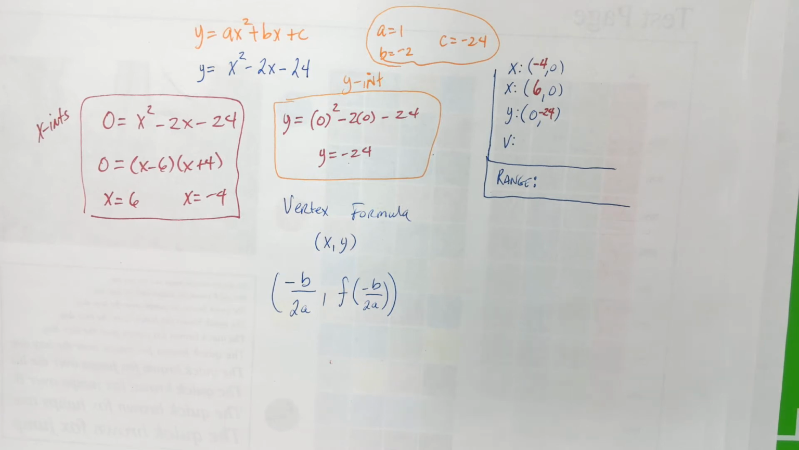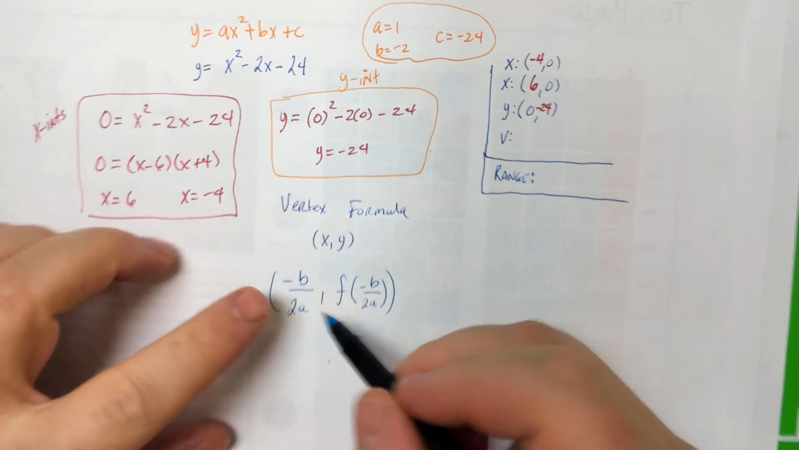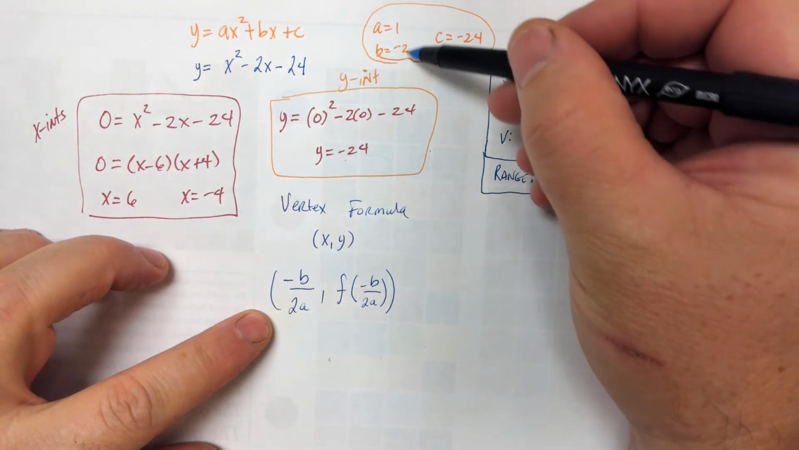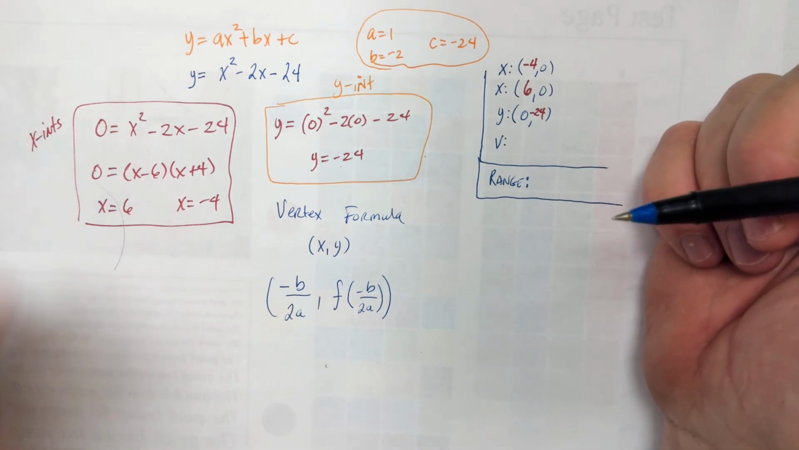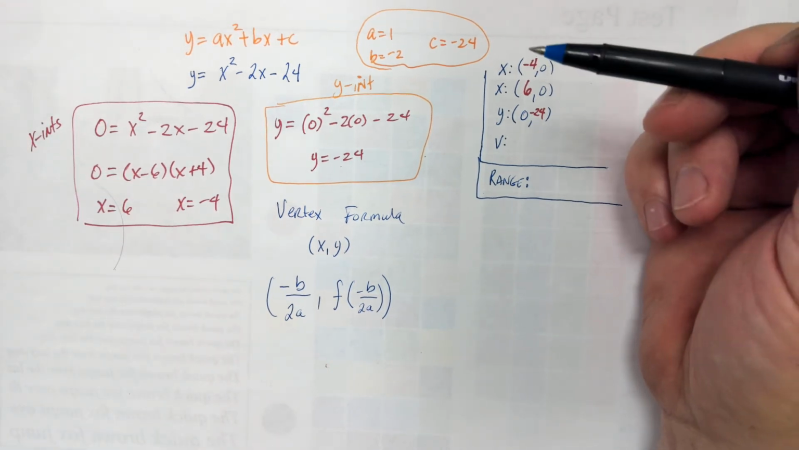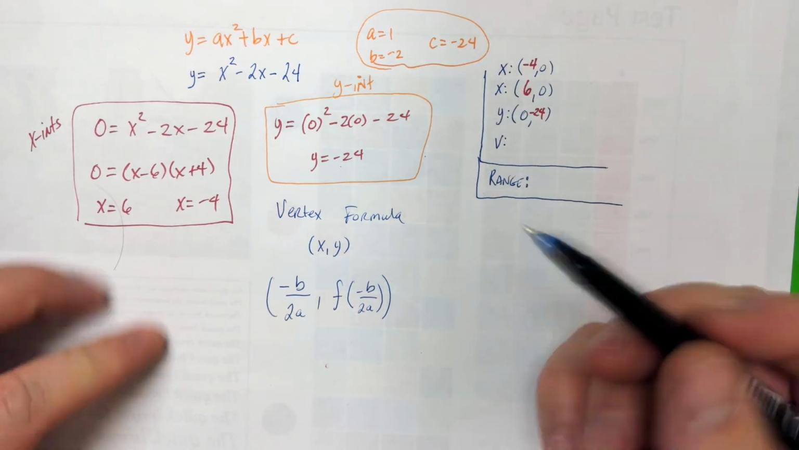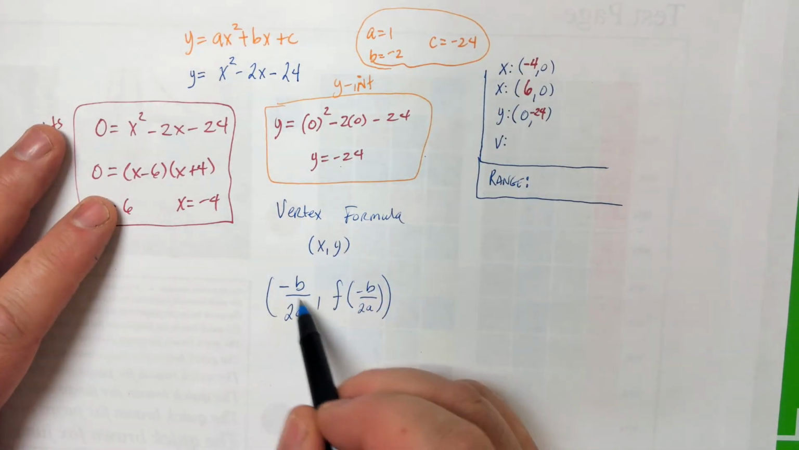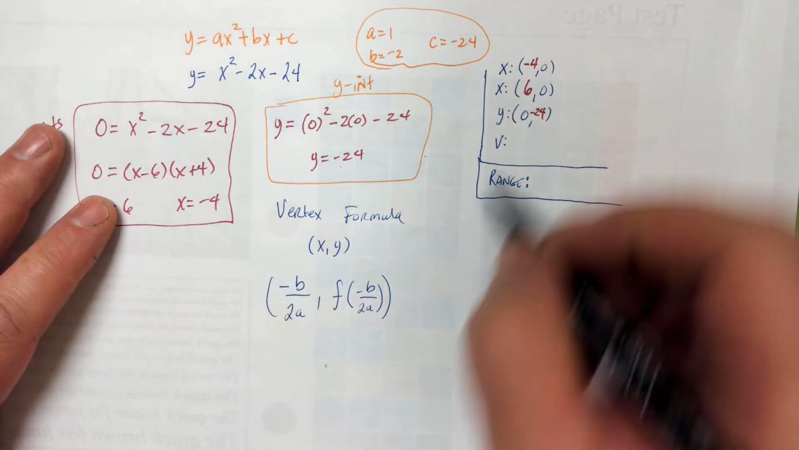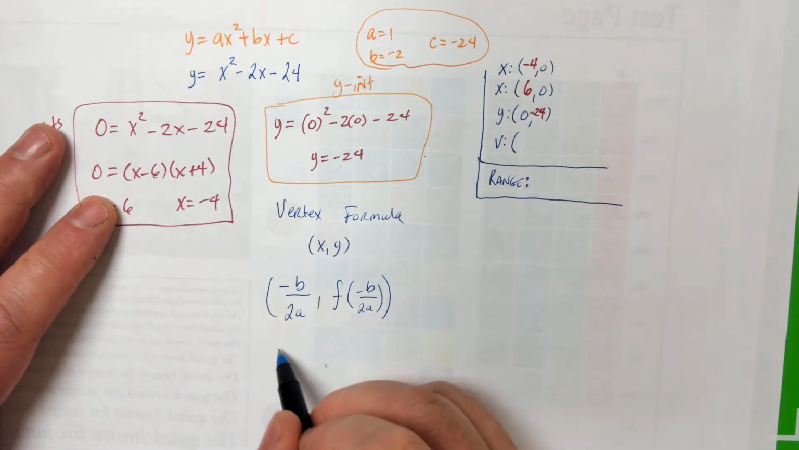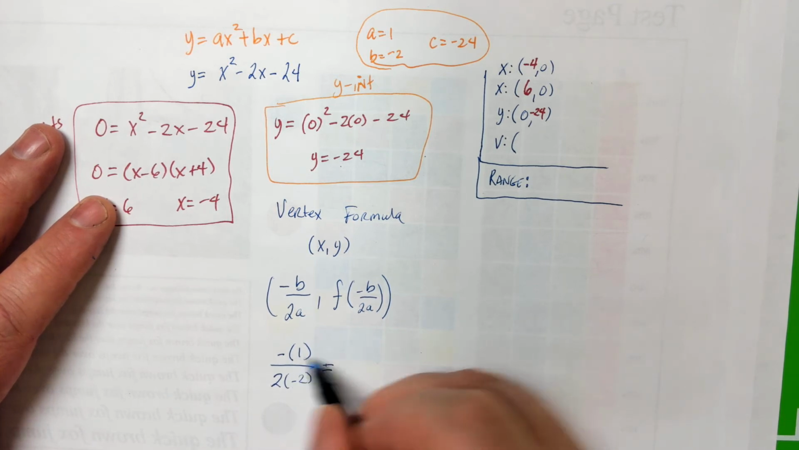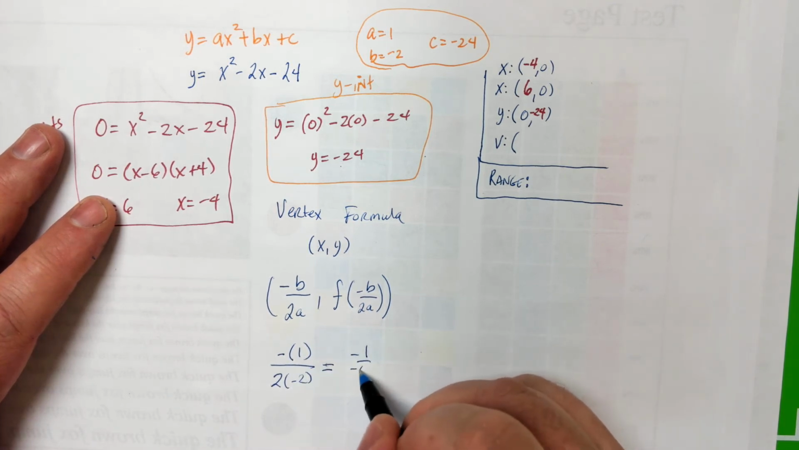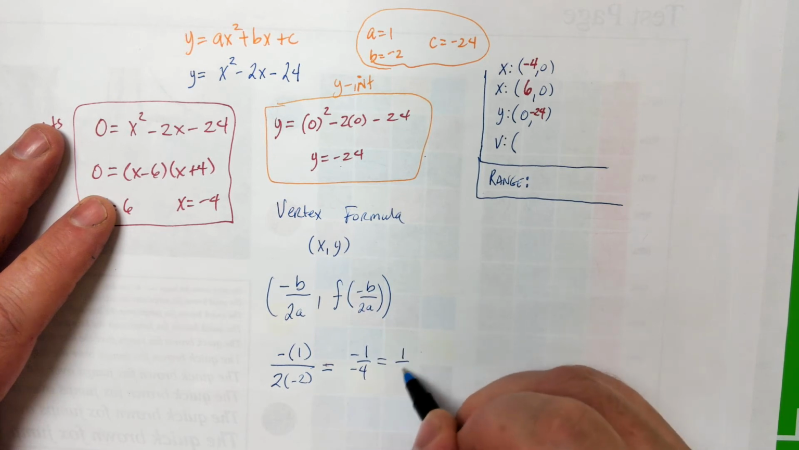All right, check it out, Alexa. So you know what a and b are. A is 1 and b is negative 2. So what you're going to do is take those numbers and plug them in right here, and this will be your x coordinate. So negative 1, negative 2... 2 times negative 2, so that's negative 1 over negative 4. You have to simplify that. That's positive 1/4.